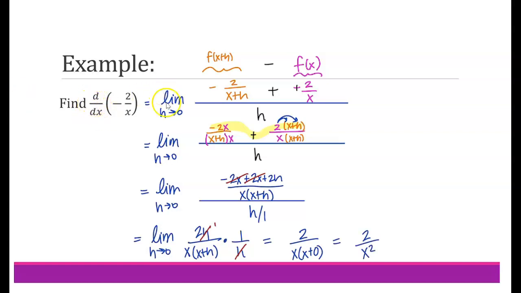So if I follow this path of equalities here, here's the conclusion that I arrive at, that the derivative with respect to x of negative 2 over x is 2 over x squared. Positive 2 over x squared. That's what we just found if I follow this path of equalities.